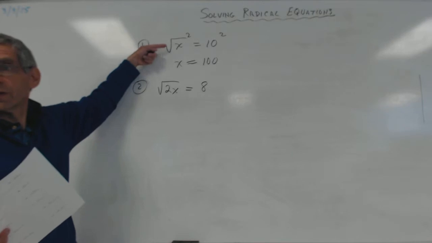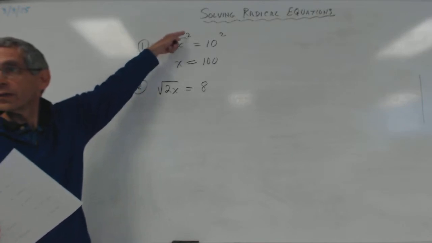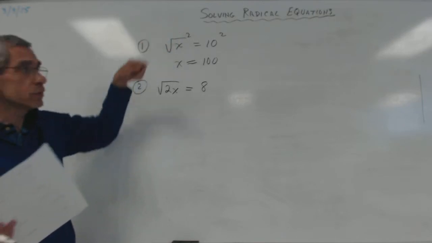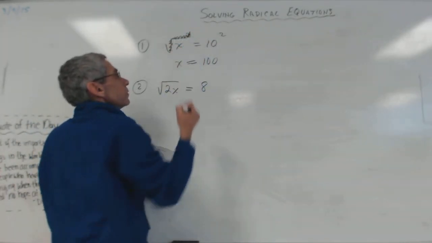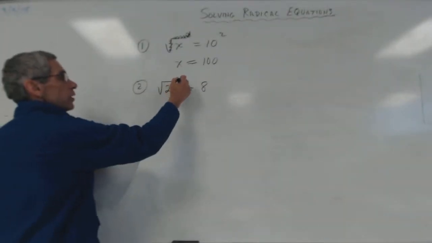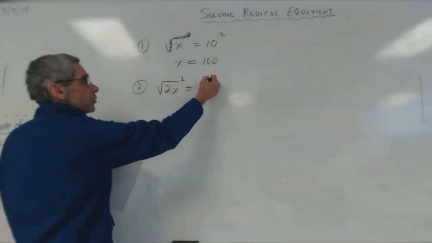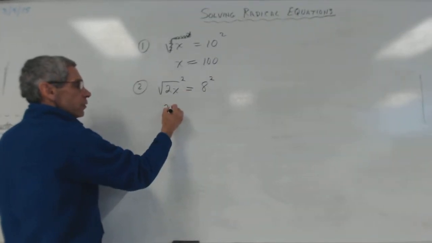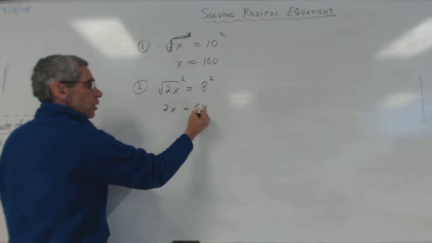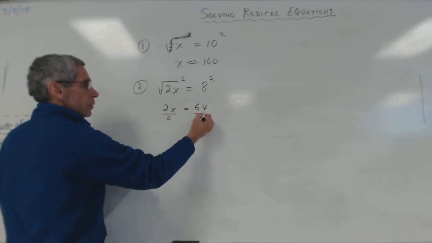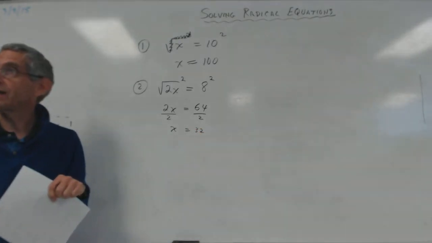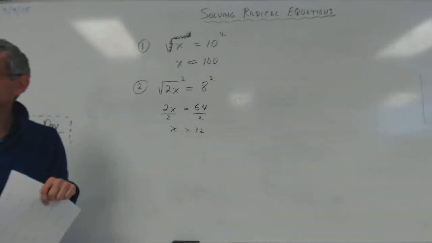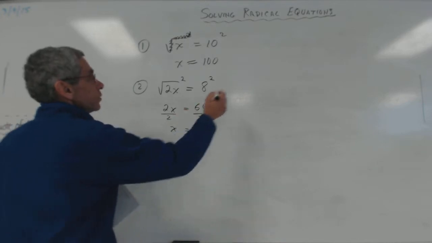What did we do to get rid of the square root sign here? We squared it. A square gets rid of a square root. So we're going to square this side and square this side. So suddenly now we have 2x is equal to 64. And then x is equal to 32. Really easy, right? Unbelievably easy. All right, so let's do 3.